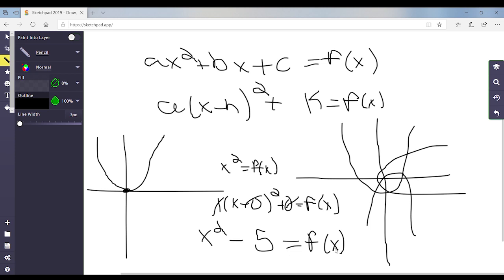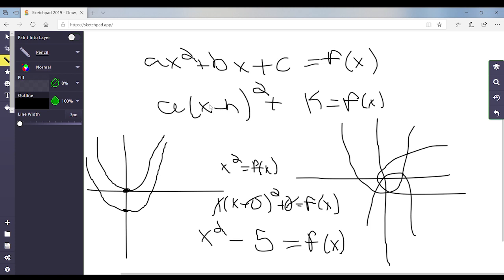Okay, so now we're going to shift the function down by 5, so it would go down to negative 5. Then the function would look like this now. It would be the same, but moved down 5. So that's what that k does. If it's negative, it will move down. If it's positive, it will move up. So whenever you look at the function and it has a positive k, you'll know that the parabola is moved up, and if it's negative, you'll know that it's moved down. So that's what the k does.